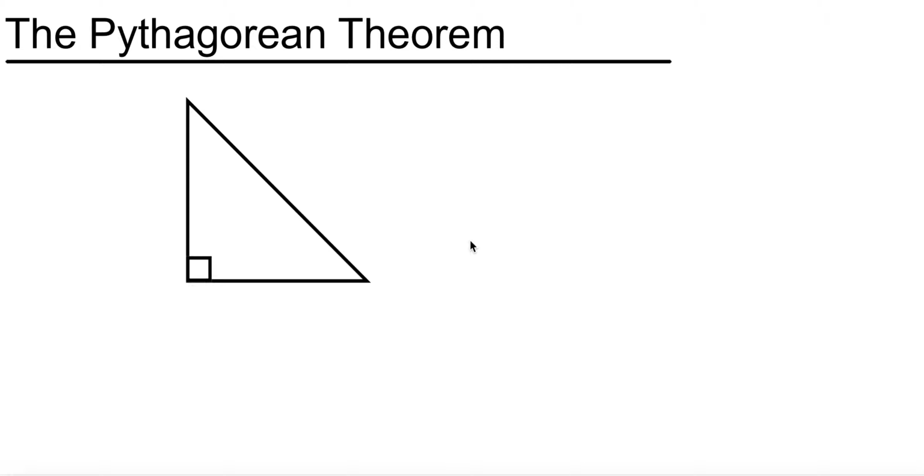All right, in this video, we're going to be reviewing the Pythagorean theorem, and the Pythagorean theorem is used to find the lengths of the missing side in a right triangle. So this is only for right triangles. Now let's review our pieces of the right triangle.